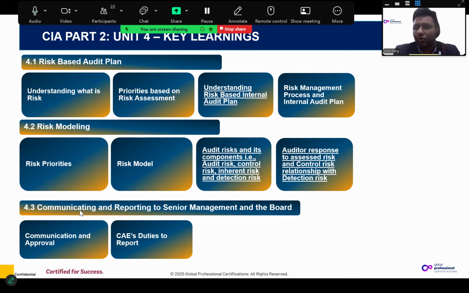The last piece that we are going to talk about is communicating and reporting to senior management and the board, where we'll talk about communication and approval, and we'll talk about the CAE's duties to report. What are the things that the CAE needs to inform the board?